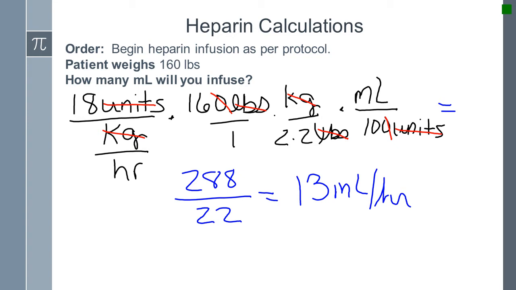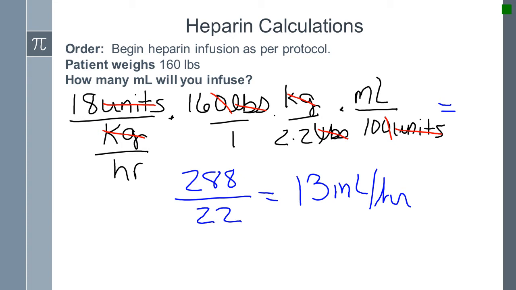Units we're going to have to be on the bottom. So we're going to put a mil on top, 100 units on the bottom. Now let's cancel and see where we're at. Our units cancel. Our pounds cancel. Our kilograms cancel. Now we're left with mils per hour, which is what we want. We need to know how many mils per hour to run this at. So there again, I've got some zeros. I'm going to get rid of this 0 on top and this 0 on the bottom. And that's all I can do. So now I just need to solve my math.